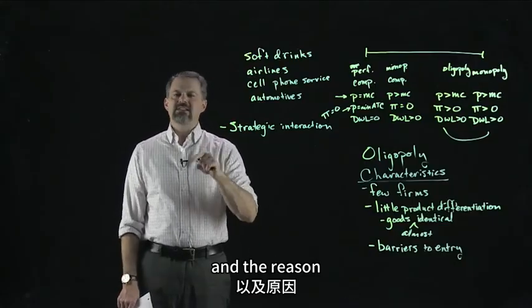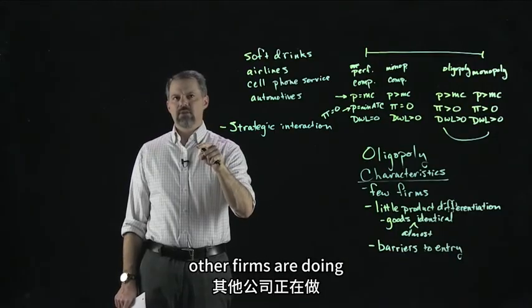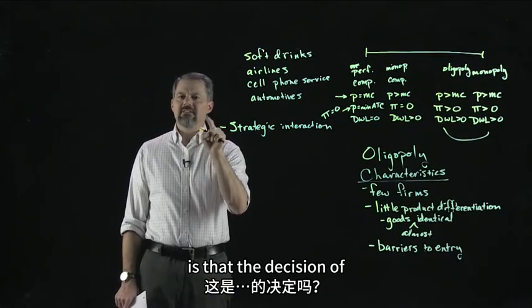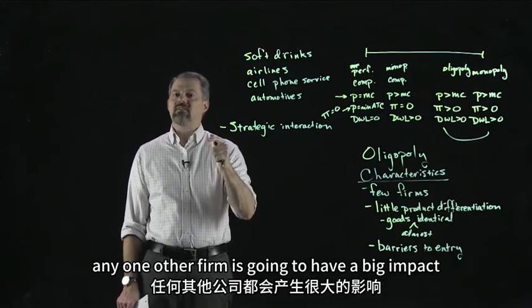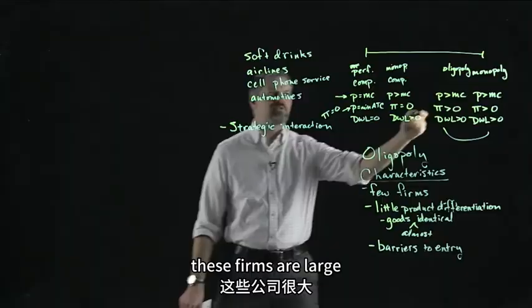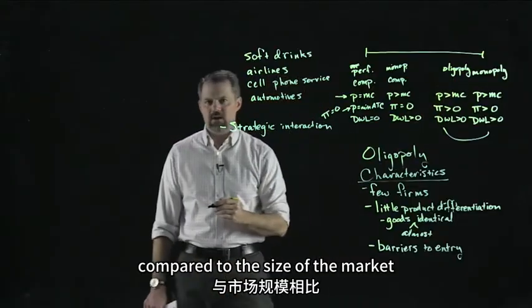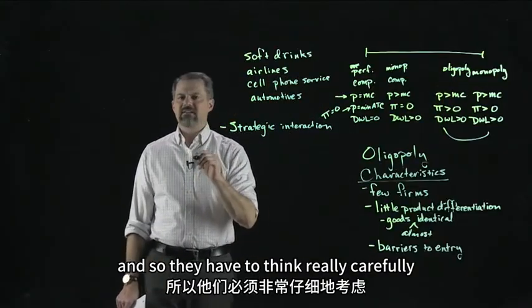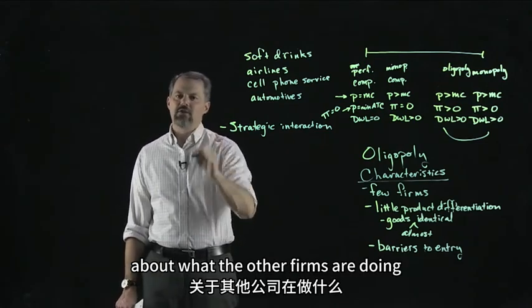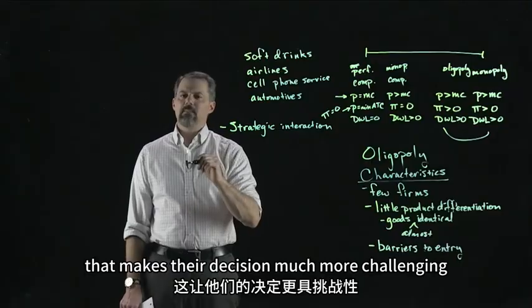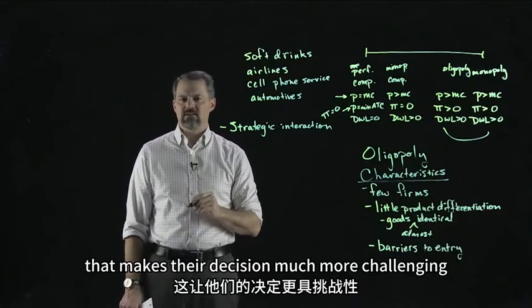Okay? It's not until we get to oligopoly where the firms have to think about what the other firms are doing. And the reason they have to think about what the other firms are doing is that the decision of any one other firm is going to have a big impact on the market. These firms are large compared to the size of the market, and so they have to think really carefully about what the other firms are doing. That makes their decision much more challenging.